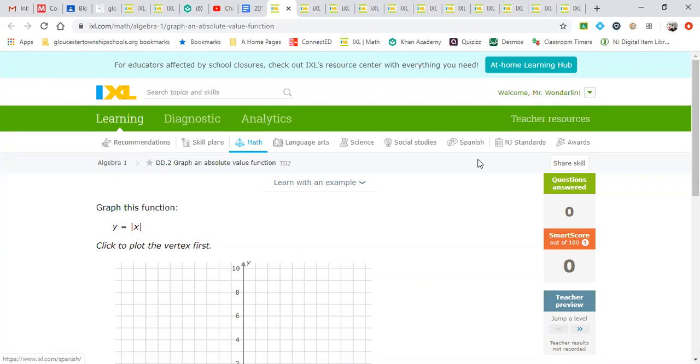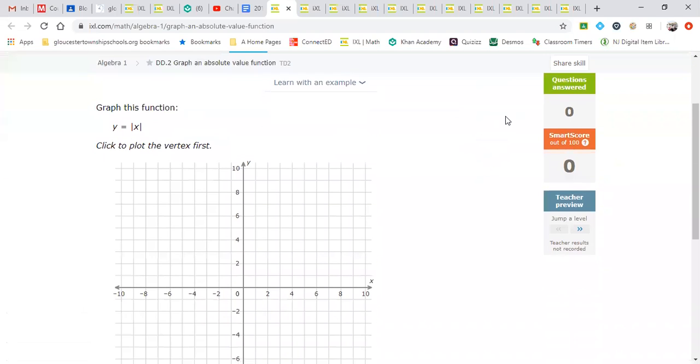Okay, now that you know how to do it, let's put it to work and actually do it. I have a large variety of problems here, so I'm going to try to do them quickly so the video is not too long. I want to show you all the different possibilities when you're graphing these absolute value functions.